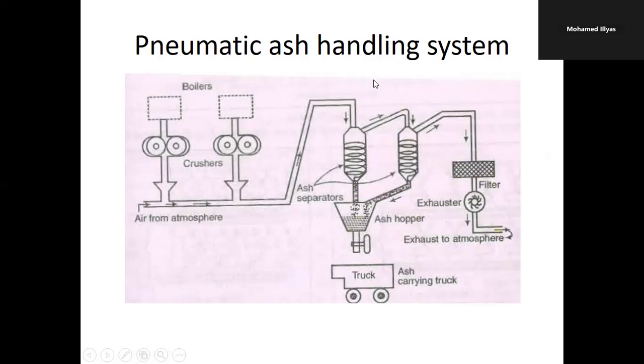The next one, ash handling system. When we burn the coal in the boiler, a huge amount of ash will be produced. So that has to be properly handled and properly disposed. For that, a separate ash handling unit or system will be used in thermal power plants.